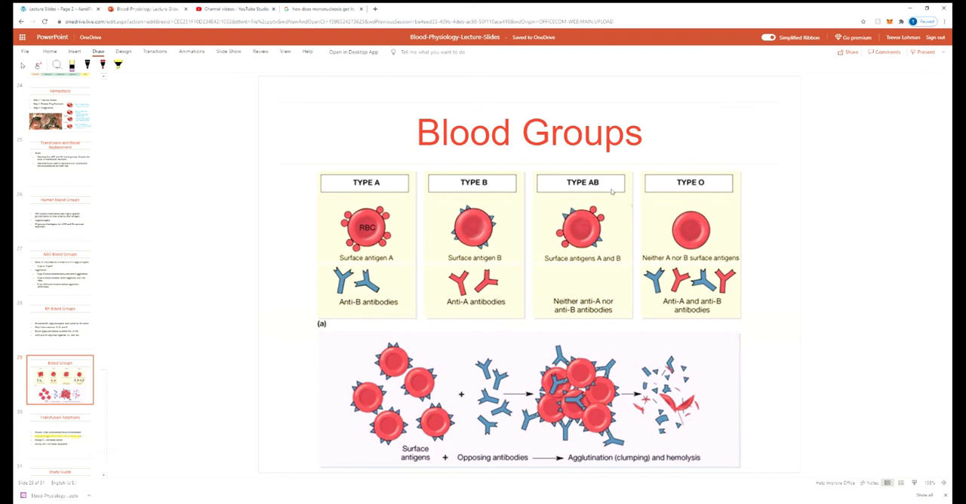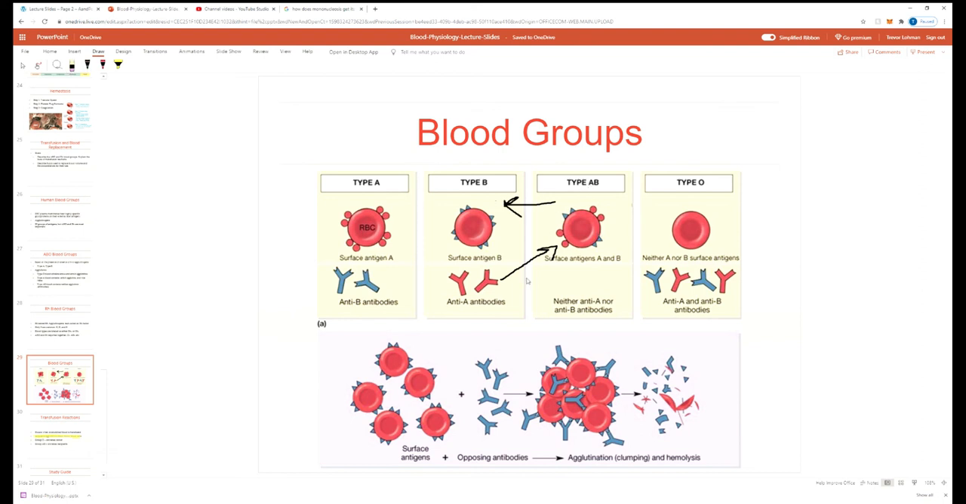So let's say I give type AB blood to type B blood. Remember, the recipient's antibodies attack the donor's antigens in a dangerous transfusion reaction. So in this case, the anti-A antibodies would bind to the surface A antigen on type AB blood, so the recipient's antibodies would attack the donor's antigens and you'd be in trouble if I gave AB blood to B.